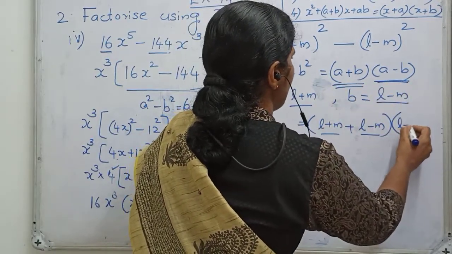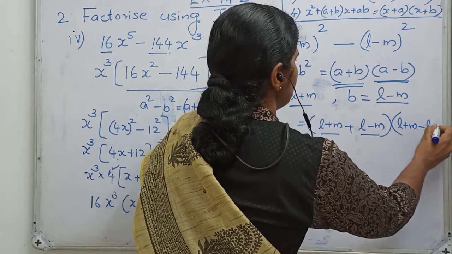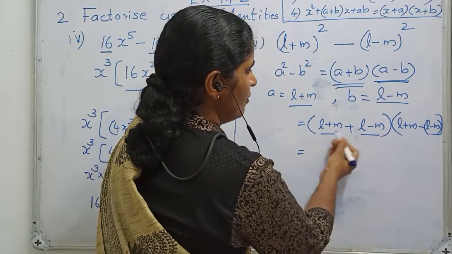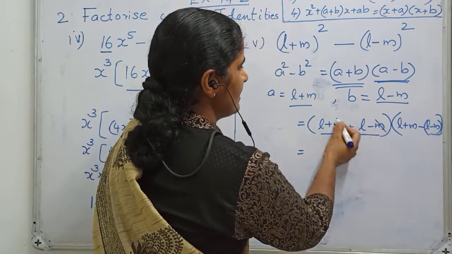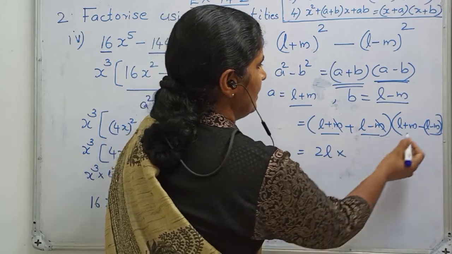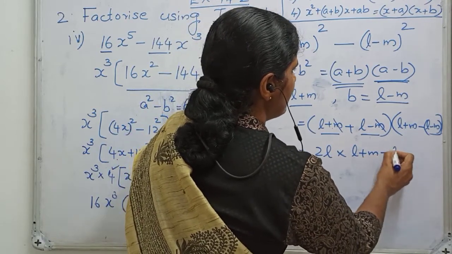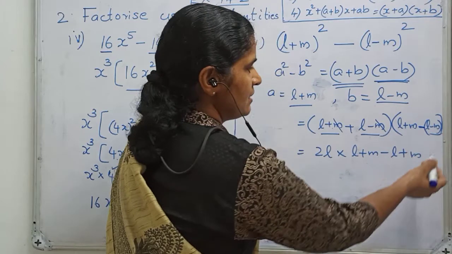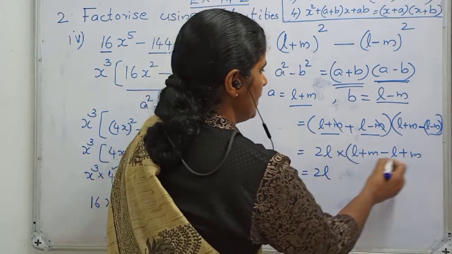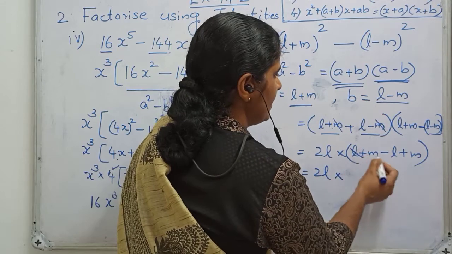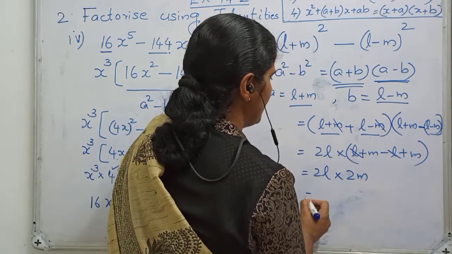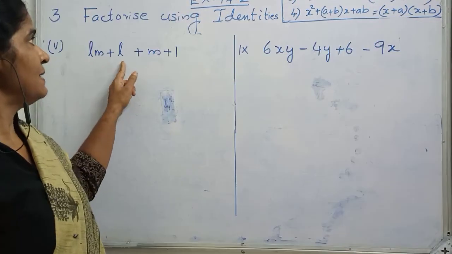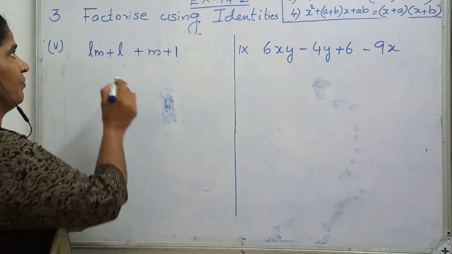A minus b means (l plus m) minus (l minus m). Since there is a minus, put it inside a bracket. Now add all the like terms: plus m and minus m will cancel, and this will be 2l. Inside this, (l plus m) minus (l minus m): when you remove the bracket, since there is a minus, it is to be distributed. That is actually 2l into this, where l will cancel and it will be 2m. Multiply the two numbers first. 4lm is the answer.